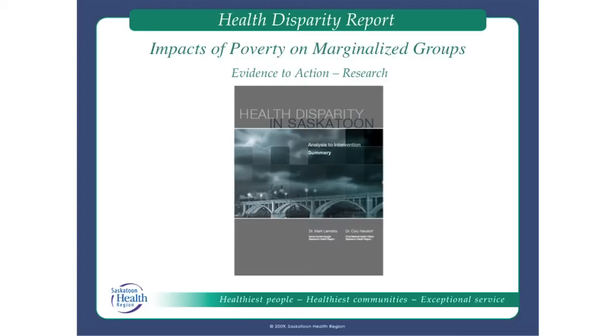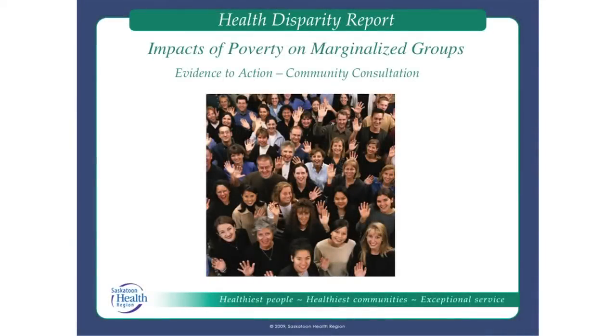But when socioeconomic status, poverty, was controlled for, these health disparities almost disappeared. So what that told us was that, in fact, the cause of our health disparities was poverty. And when framed that way, looking at the evidence, the analysis to intervention report presented 47 different policy options that could be invoked to reduce poverty and therefore to reduce health disparities.